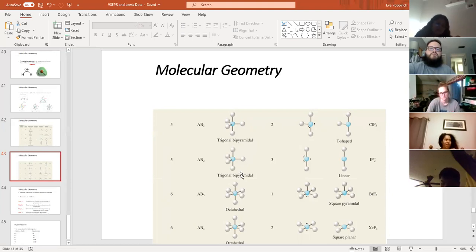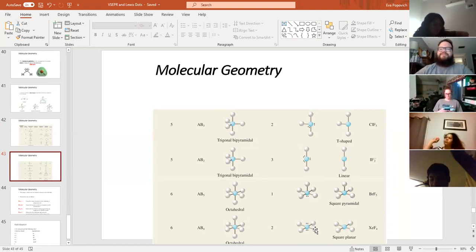Okay. If I have octahedron, and I remove one of the atoms and replace it with a lone pair, I have a four-sided pyramid or a square pyramid. I take two of the atoms away. I now have four atoms that are on a square equally apart. That means that they are square planar.